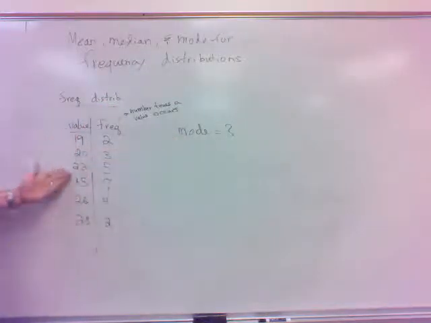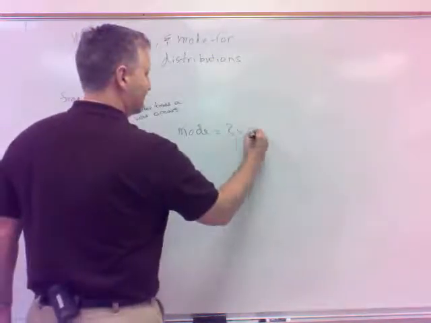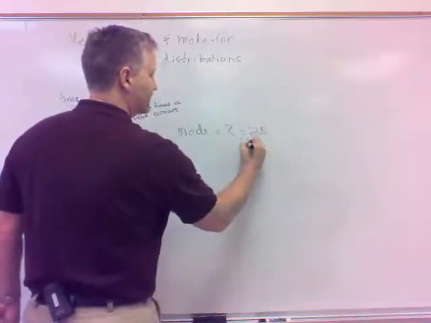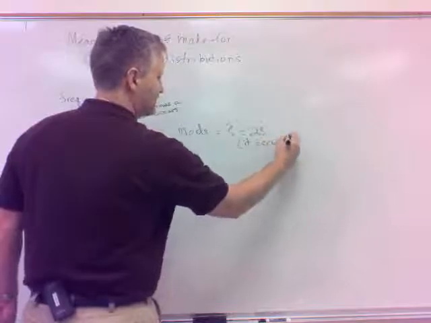Now, this isn't the total list. Like I said, if I wrote them all out, I'd have 19, 19. I'd have 20, 20, 20. Which one occurs most often? 25. Doesn't it? How many times does 25 occur? It occurs 7 times. The mode's 25. Because it occurs 7 times. Its frequency is 7.